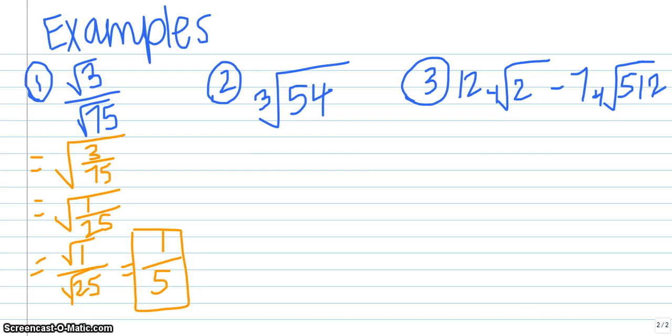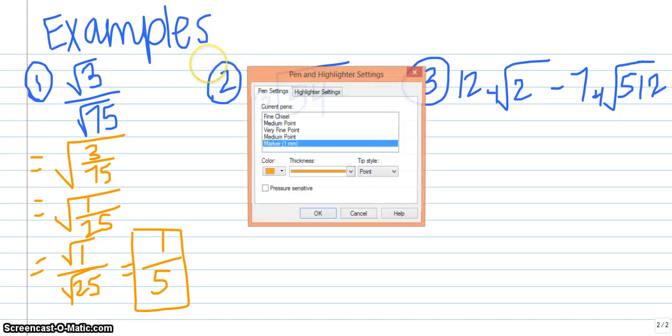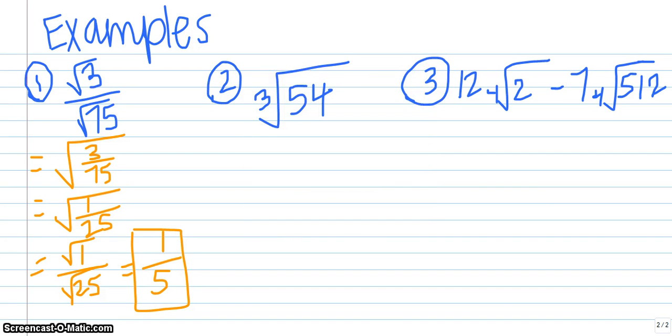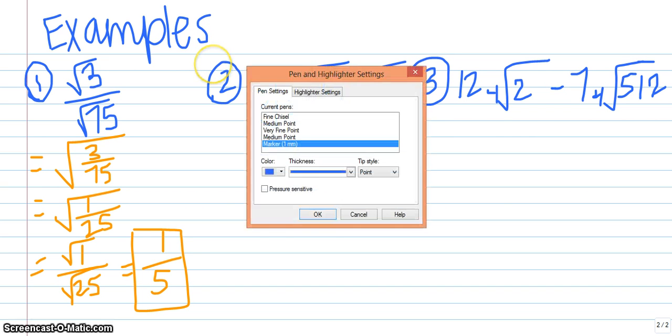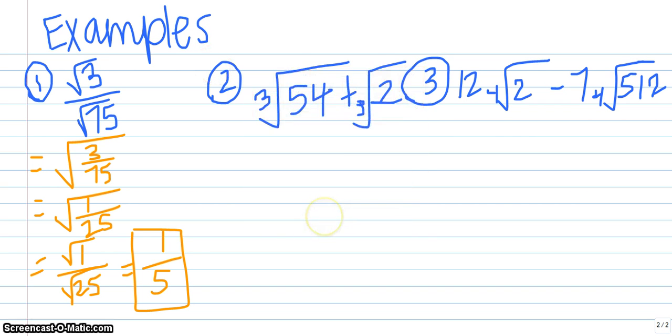For this next one, I'm sorry, I didn't finish writing the example. Let me go ahead and finish writing my example down. So it's the 3rd root of 54 plus the 3rd root of 2. And if you remember, when I'm adding and subtracting, I have to have the same radicand and the same index. So for this one, I do have the same index, but I need to get the same radicand. And I said in order to simplify, I have to use my factor tree. So I need to get this to be a 2.